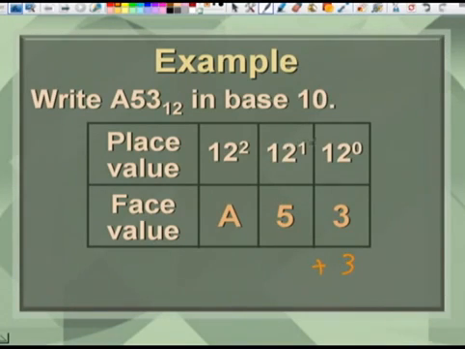This is 12s. So I have 5 times 12. That's 60. This is 12 squared. That's 144. Verify it if you need to. Now, what is A? A means 10. So I have 10 12 squareds, 10 144s. So this is 1440 in base 10. This is 60. This is 3. That's 1503 in base 10.